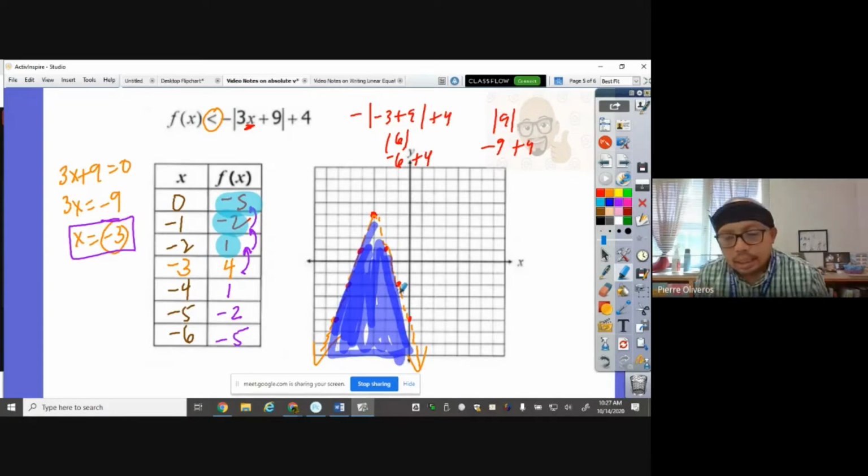Alrighty. And that's how you graph absolute value inequalities. Again, remember, guys, if you have y greater than, you're going to shade above. If y is less than, you're going to shade below the line of the graph. And if there's a solid line, it will be because there's an equal to in the symbol of the inequality.